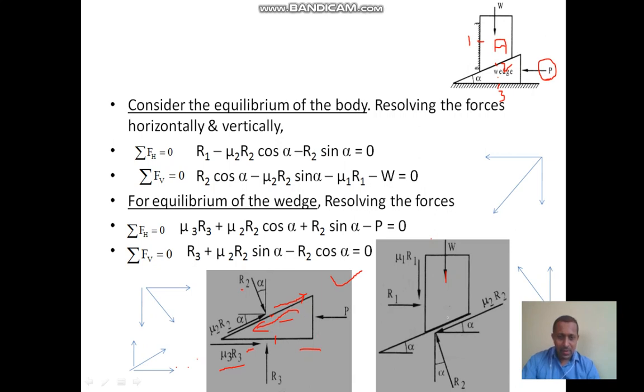Let us draw the free body diagram for the body A. Here is the body A. So here we must consider the weight of the body.